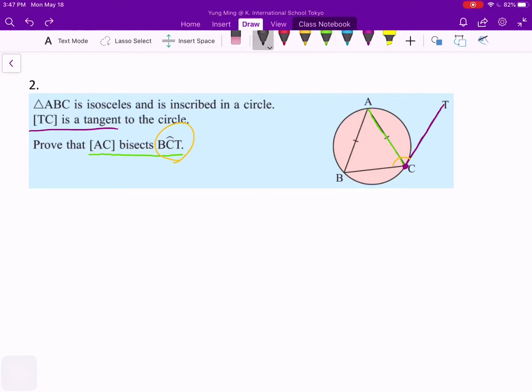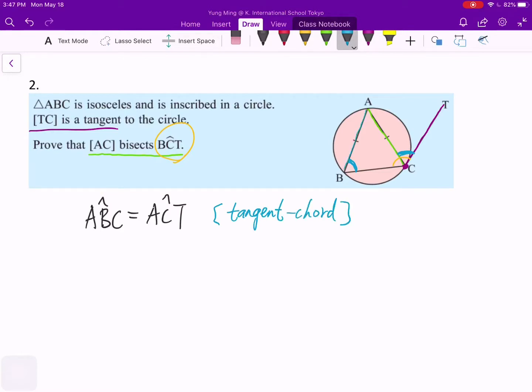Now the first thing is, you will probably realize that ABC is equal to ACT. We're talking about the fact that this angle is the same as this angle over here. Remember, this is our very famous tangent chord theorem, so you can put the reason after that. This is a tangent chord theorem, because this is an inscribed angle facing this arc, and this arc got eaten away by this angle, so they're the same.